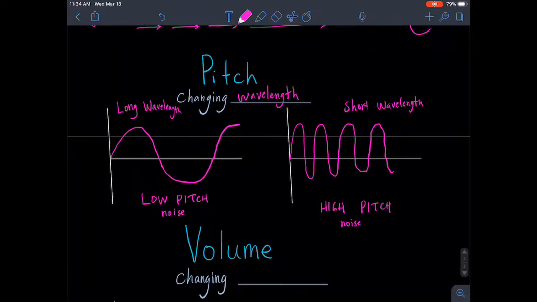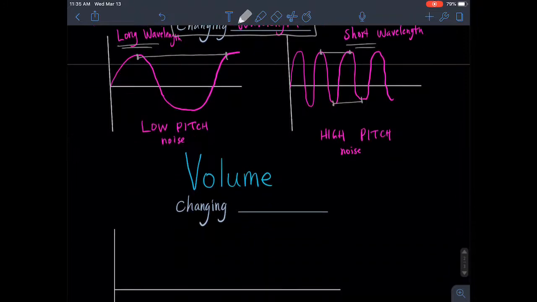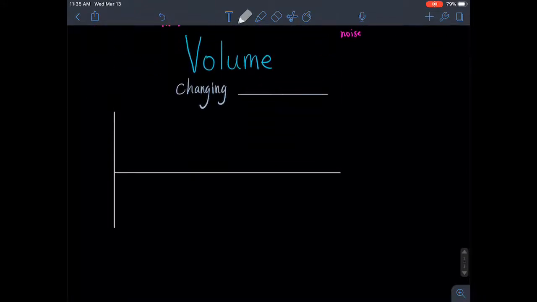A high pitch noise. So again, let's just review. The wavelength is from crest to crest, or it could be from trough to trough. Here, if I go crest to crest, you can see the one on the left, I have a much longer wavelength than I do over with a high pitch noise with a shorter wavelength. Okay, so that's how you change the pitch, is by changing the wavelength. What about volume? How do we change the volume?